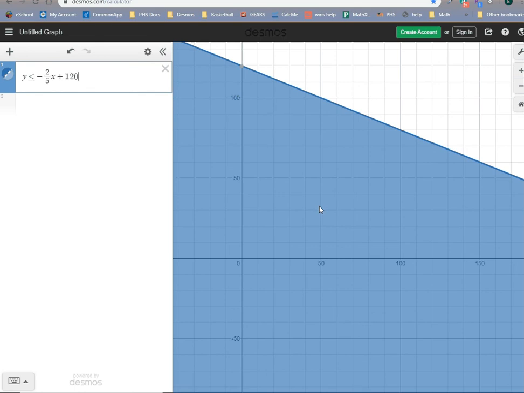How could I say only x values that are not negative? What would that include? 0 and positive, right? How could I say that with an inequality? X has to be what? Greater than or equal to 0.